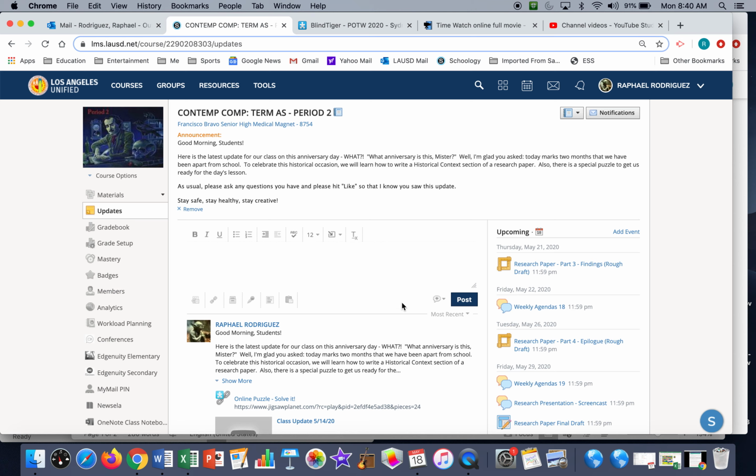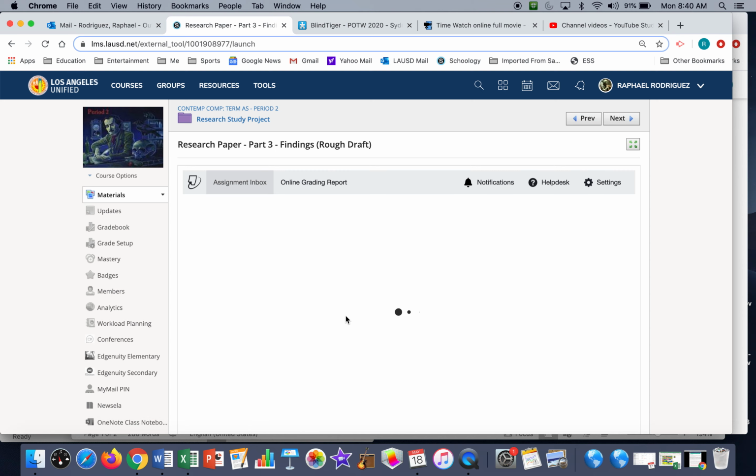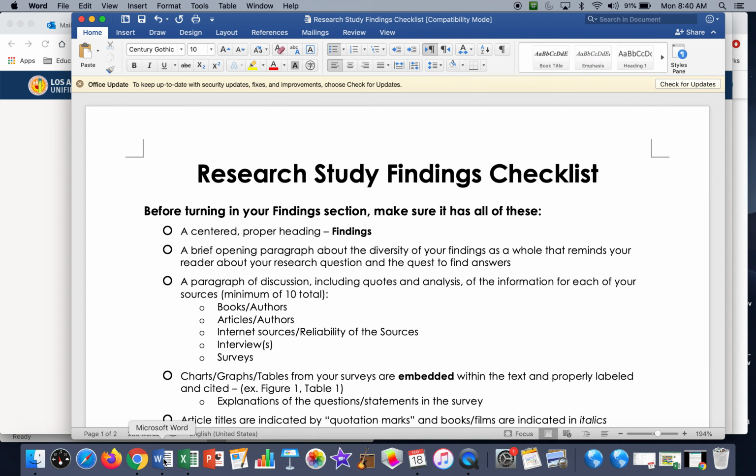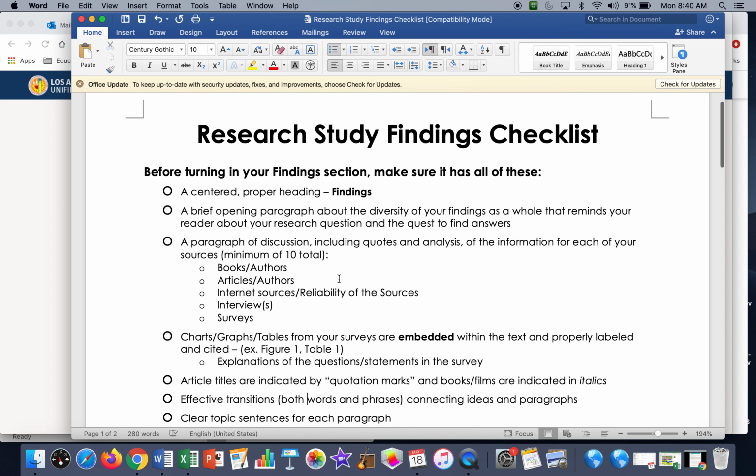If you'll notice, I'm going to go over here. This is where you'll submit it, and this is the checklist for it. You already wrote précis for your sources. So now you're going to push together the sources into your section. So make sure that you start out with a proper heading that says findings, a brief opening paragraph about the diversity of your findings as a whole that reminds your reader about the research question that you asked and the quest to find answers to it.